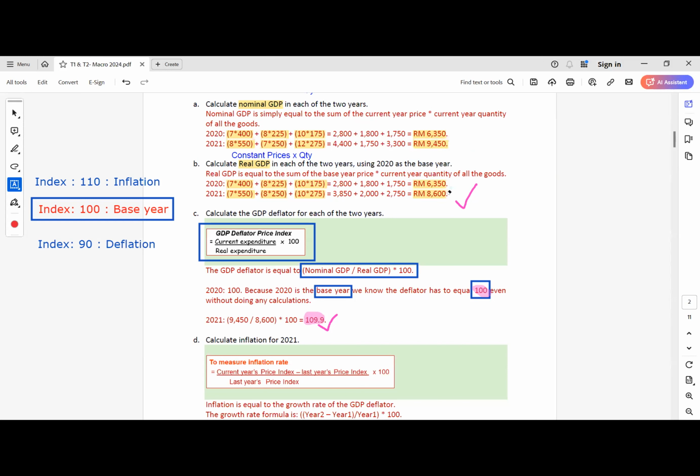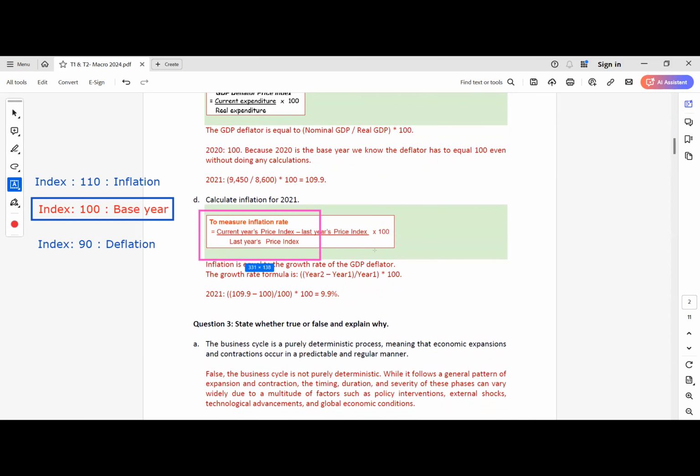Okay, so now let's have a look into the next question. Calculate inflation for 2021. So we know there's inflation already, but by how much? Again, we use this formula I have provided you over here. You can see that we use the current year's price index minus the last year index divided by the last year index times 100. Or you can understand it as year 2 index minus year 1 index divided by year 1 index times 100.